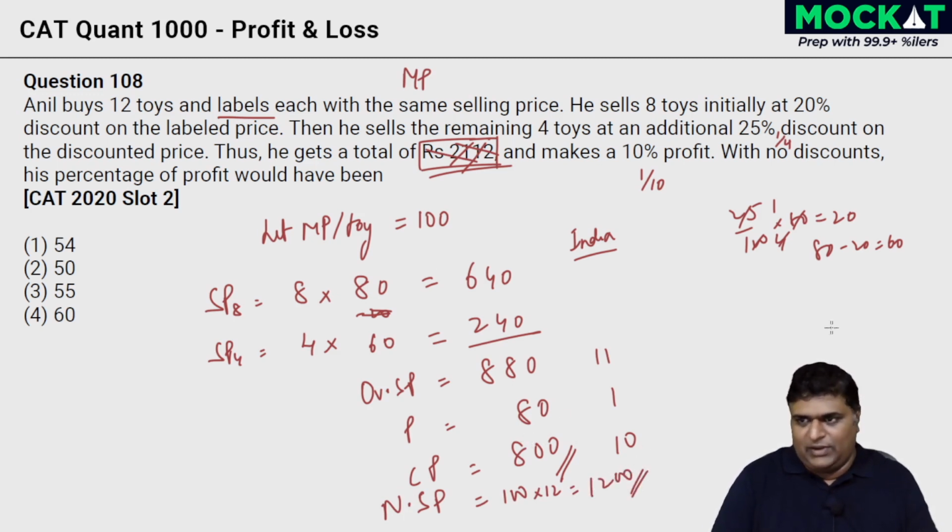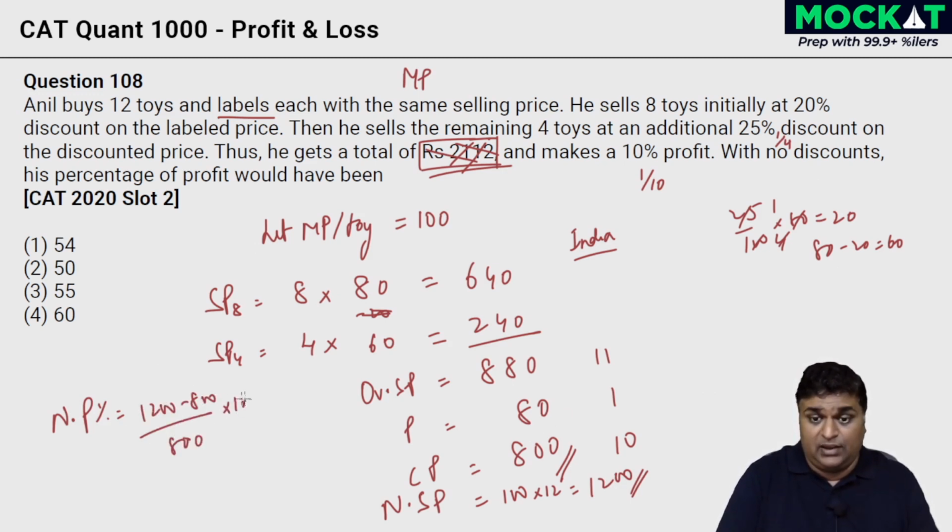So 800 and 1200 over here with no discounts. Percentage of profit is nothing but profit over here, the new profit percent would have been 1200 minus 800 divided by 800 into 100%, right? 1200 minus 800 is 400. We can divide, you get 1 by 2. Half into 100% is 50%. So the answer over here is option 2.